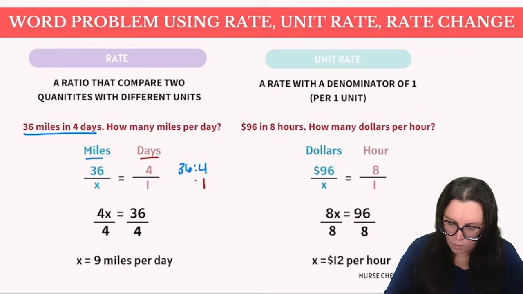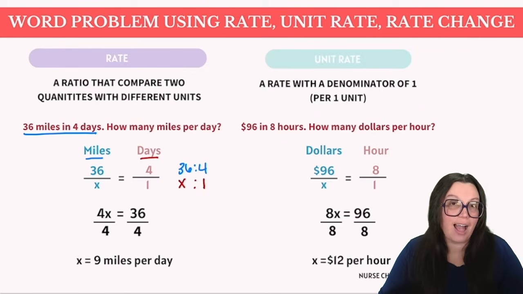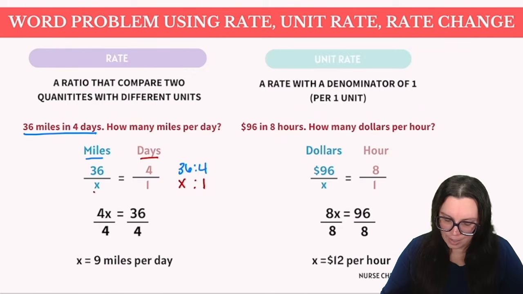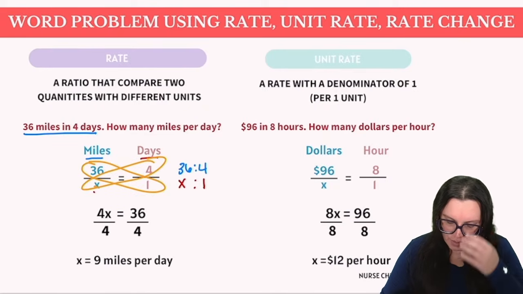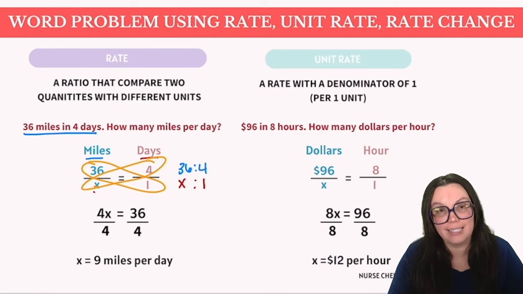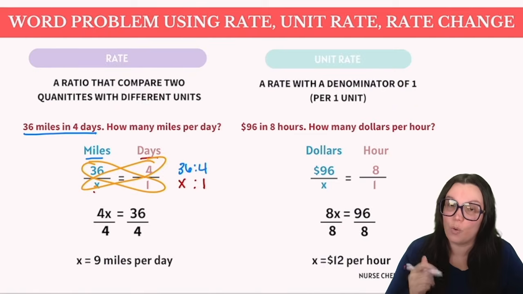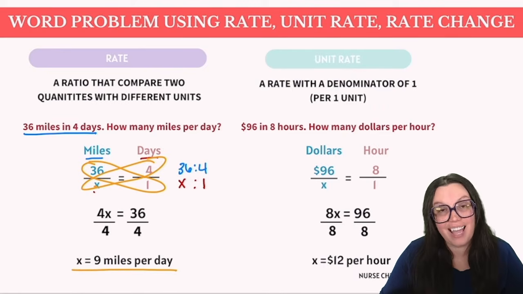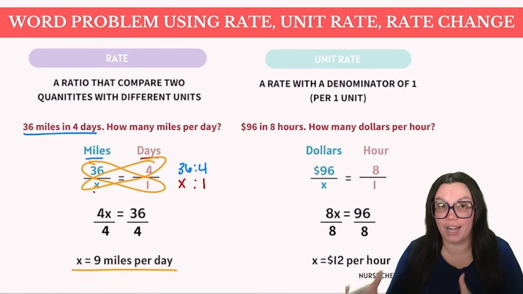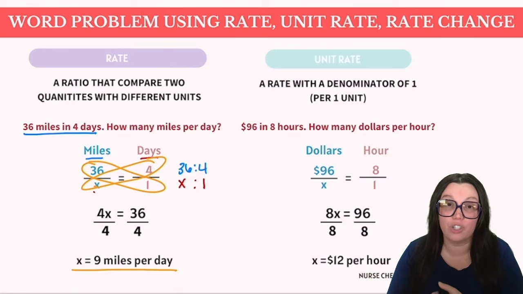So we know that we have 1 day and we're trying to figure out how many miles. So we plug this into our equation and of course we're going to cross multiply. So that's going to give us 4x is equal to 36. We need to isolate x in order to figure out our equation. So we're going to divide both sides by 4, and that is going to give us x is equal to 9 miles per day.